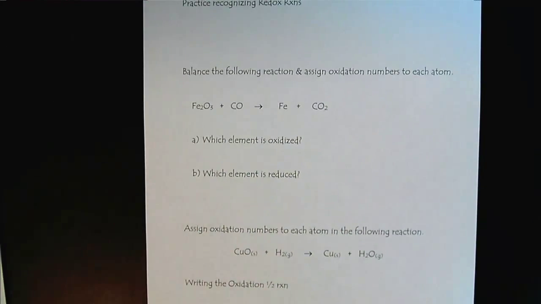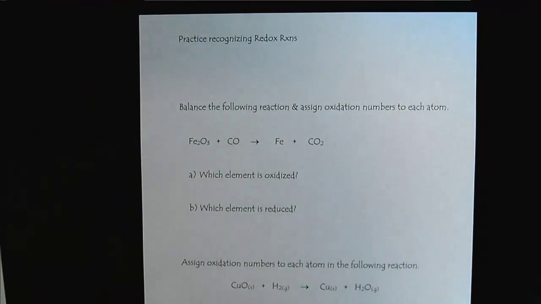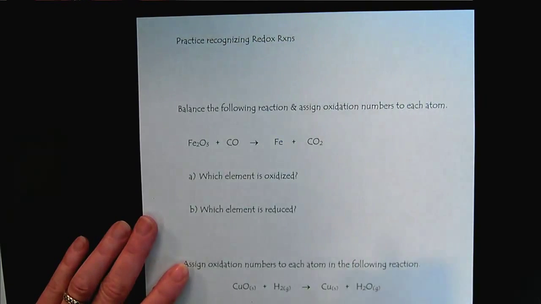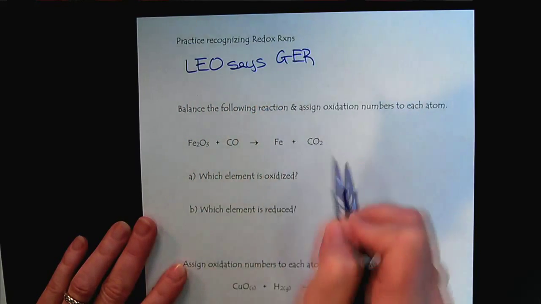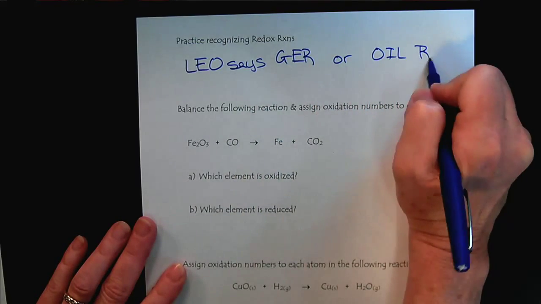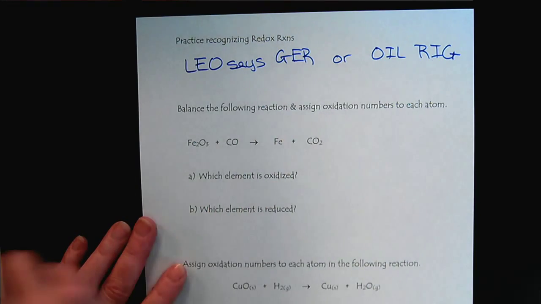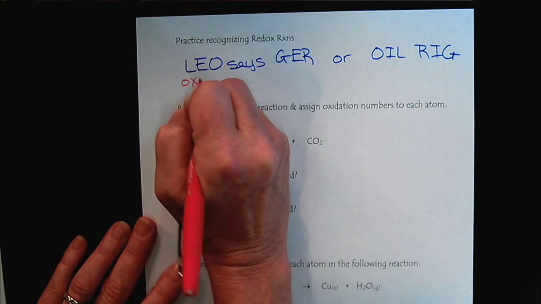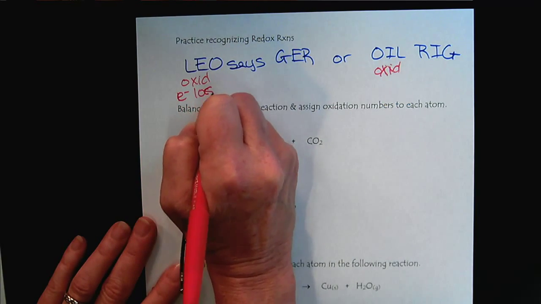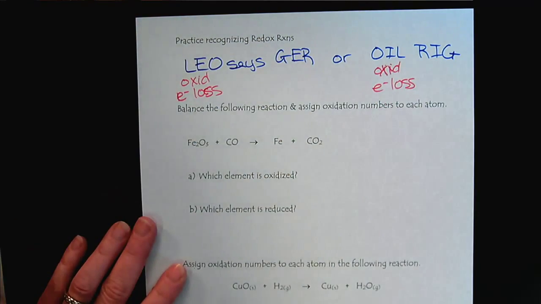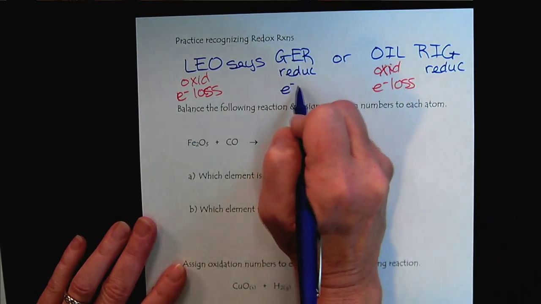Alrighty. So now that we understand how to assign oxidation numbers, and we have the definition of oxidation and reduction, let's practice recognizing. The first thing that I do when I'm going to practice is I write out LEO says GER or OIL RIG, reminding myself that oxidation is all about electron loss, and reduction is all about electron gain.